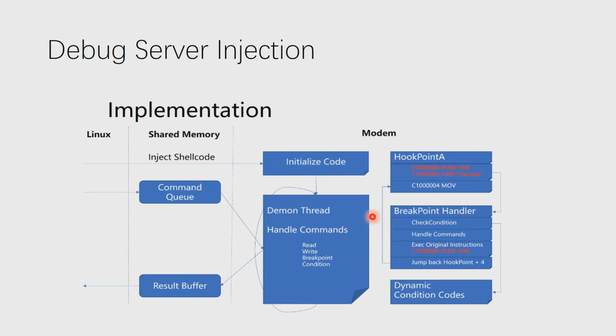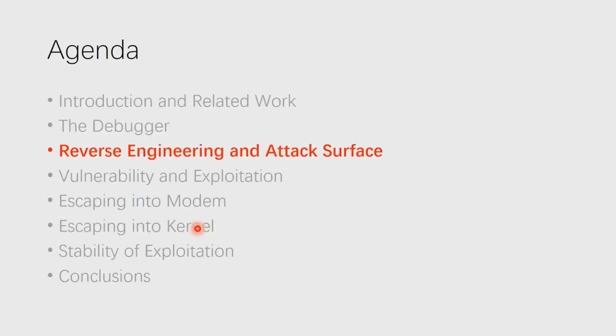After we have the ability to modify the modem images, we can inject a debug server to the modem side. We injected a debug server to wait for commands from the Linux side. The commands and the results will be exchanged using shared physical memory. So we can issue debug commands to debug the WLAN and modem firmware because they are both on the modem processors. Now we have the debugger. We can analyze the modem and WLAN much more easily.